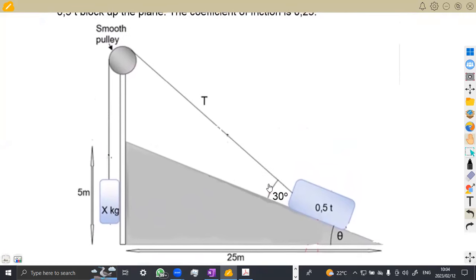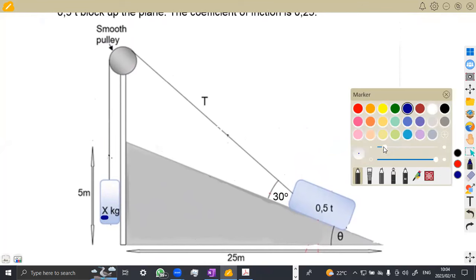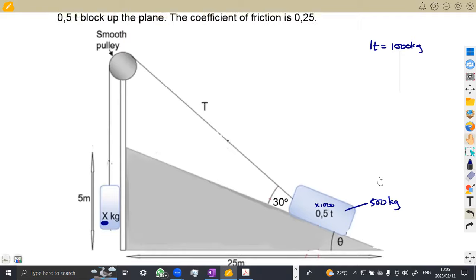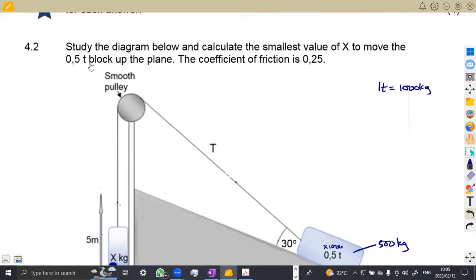So you're given the diagram here. Take note, we need the smallest value of x. This is our x here, x kgs, that is going to move the block. This is our 0.5 ton block here, where we know mass, remember, 1 ton is equivalent to 1,000 kgs. So if you're given 0.5 ton, you simply multiply by 1,000 kgs, and this is going to give us 500 kgs, the mass of the block.